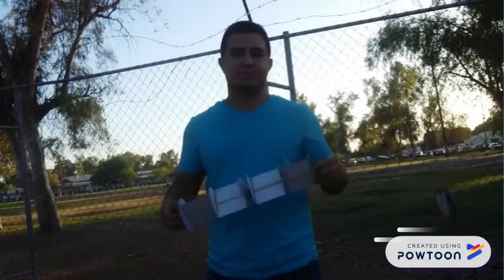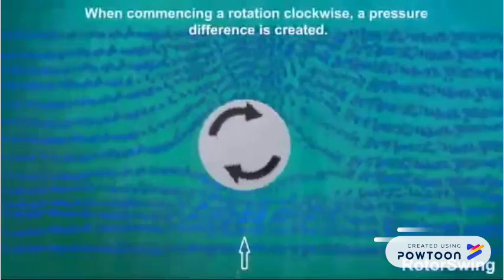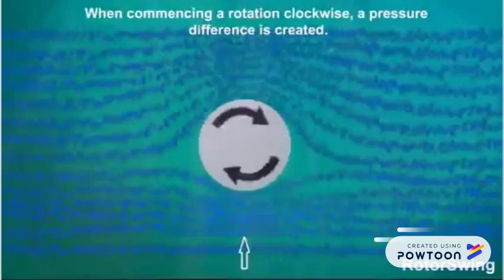But how does the Magnus effect work? The Magnus effect operates in the following manner. As a spinning cylinder moves through the air, it spins a boundary layer of air that clings to its surface as it travels along. On one side of the cylinder, the boundary layer of air collides with the air passing by.